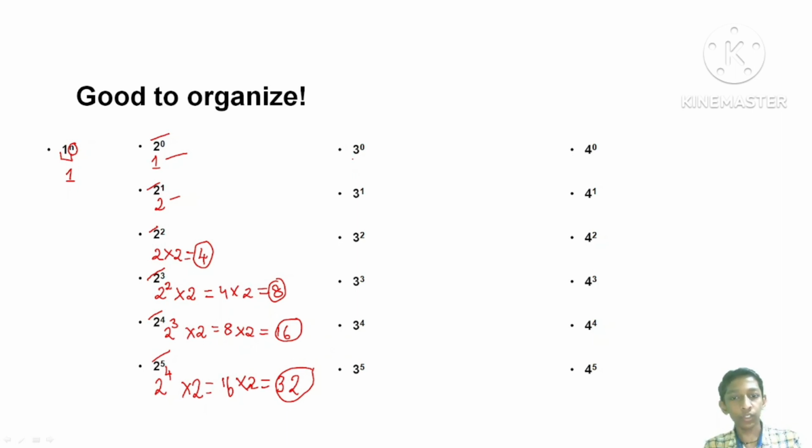Now let's move on. 3 raised to the power of 0: any number raised to the power of 0 is 1. 3 raised to the power of 1 is 3 itself. 3 raised to the power of 2 is 3 into 3, which equals 9. 3 raised to the power of 3 is equal to 3 raised to the power of 2 into 3, which equals 9 into 3, which equals 27.